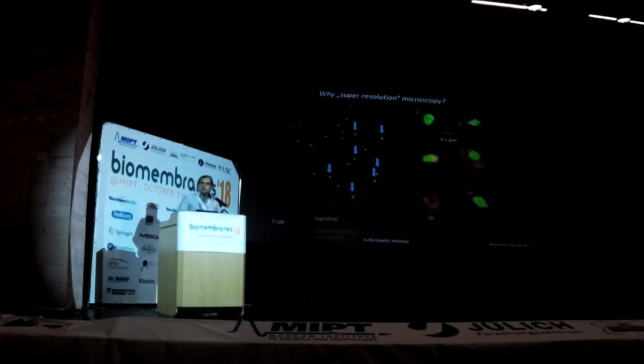Now we switch on the super resolution mode and we see that the picture changes. We see that the virus, the GAG protein lattice, is in the middle, and it's surrounded by the F protein. The F protein has a very high density, so that really changes the understanding of how this virus is assembled.